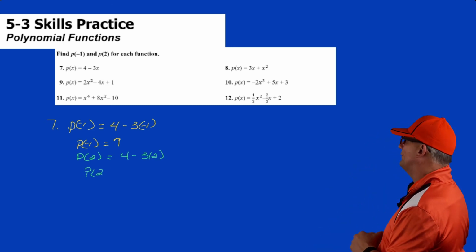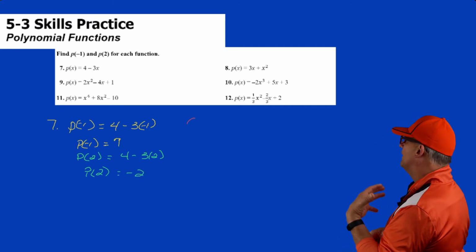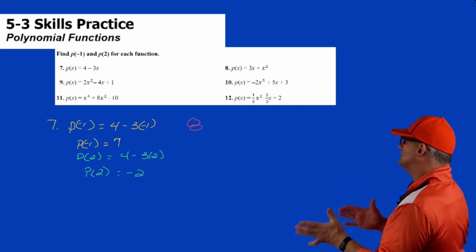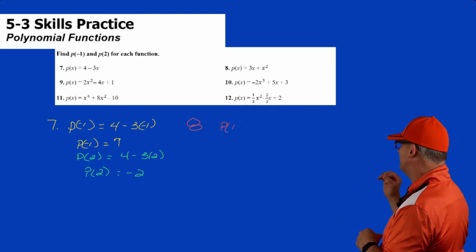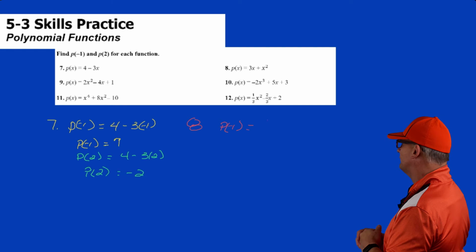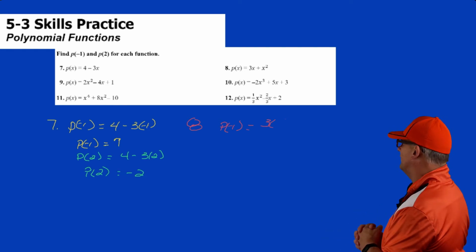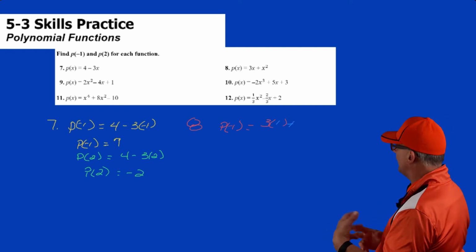So now we got to plug in p of 2. So we go that, and we get p of 2 equals -2. You want to put what you substitute in as part of your answer so everybody knows what you evaluated for. All right, -1.